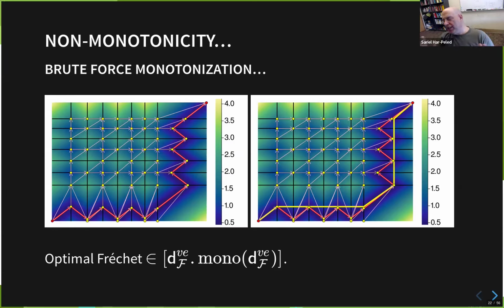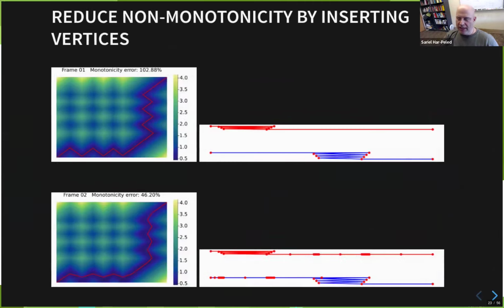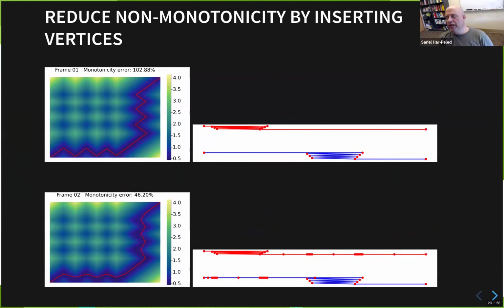We found the Fréchet distance, and that happens a lot, right? Because what happens a lot is that the non-monotonicity is usually very far from the bottleneck points in the morphing. So you make it monotone, and the bottleneck didn't change, and you're done. You found the Fréchet distance between the curves.